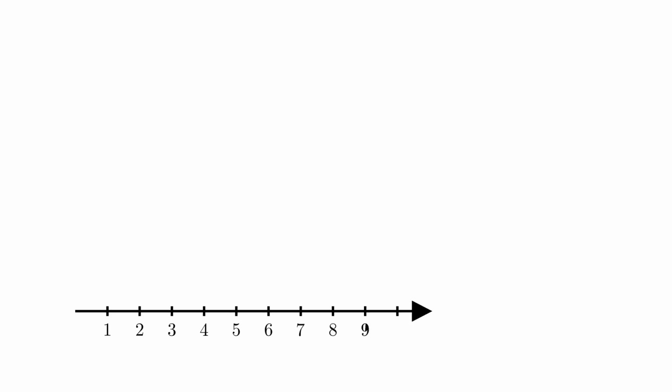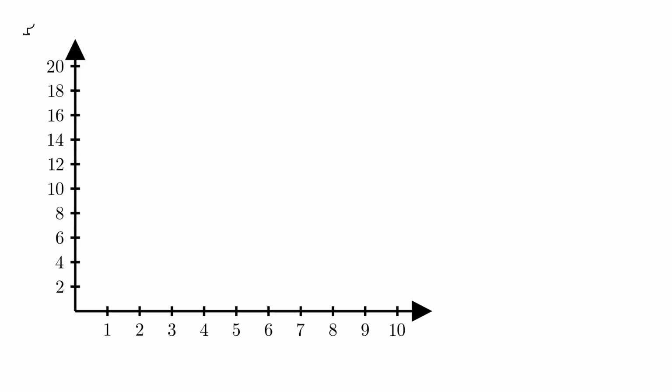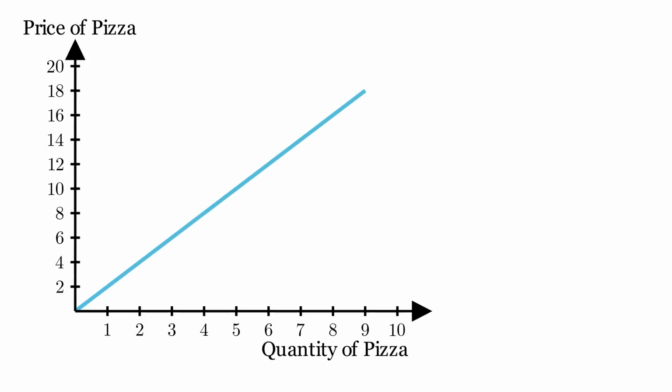Let us understand this with the help of a graph. On one axis of our graph, we have price of pizza, and on the other axis, we have quantity of pizza. Now we draw an upward sloping linear supply curve. On this curve, we take a point A. Point A shows that when the price is 4, the quantity supplied is 2. Now we increase the price from 4 to 10 and move along the supply curve to a new point. At point B, the price is 10 and quantity supplied is 5.